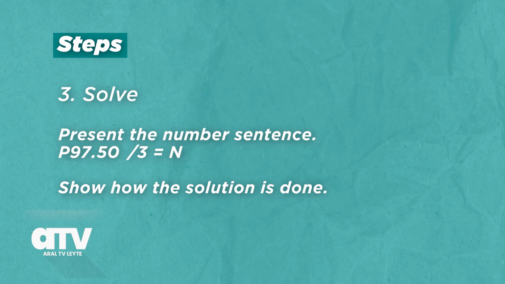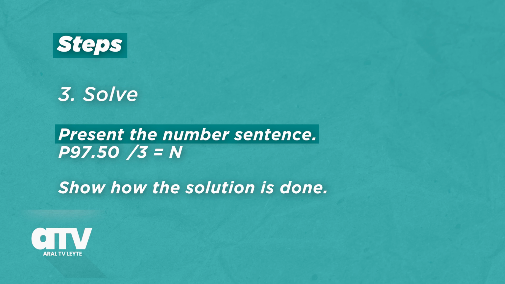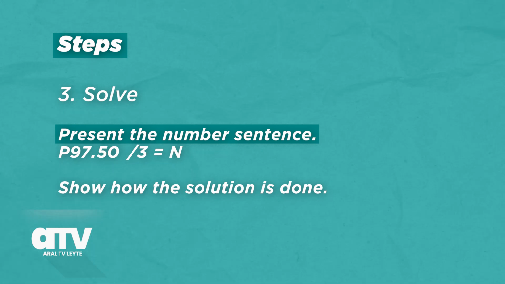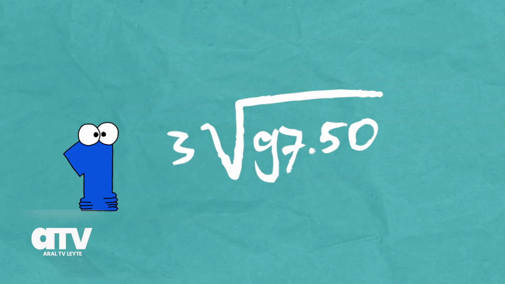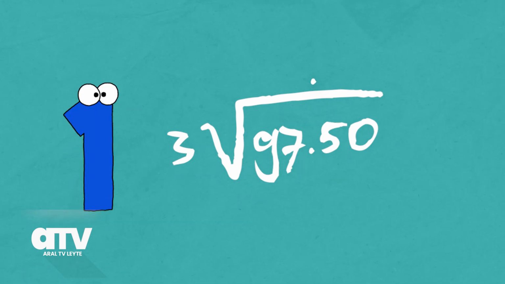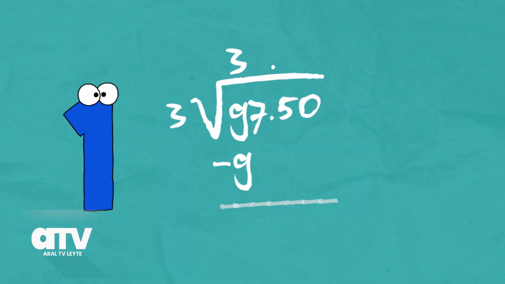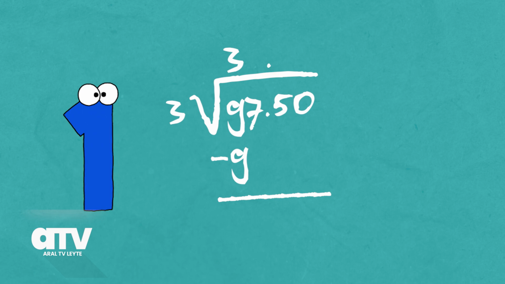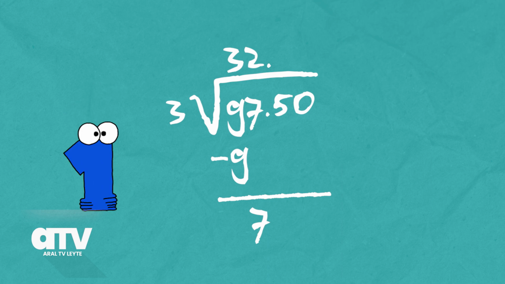3. Solve. In solving, present the number sentence. We have 97 pesos and 50 centavos divided by 3 equals n. Show how the solution is done. 97 pesos and 50 centavos divided by 3. 9 divided by 3 is equal to 3. 3 times 3 is equal to 9. 9 minus 9 is equal to 0. Bring down 7. 7 divided by 3 is equal to 2.